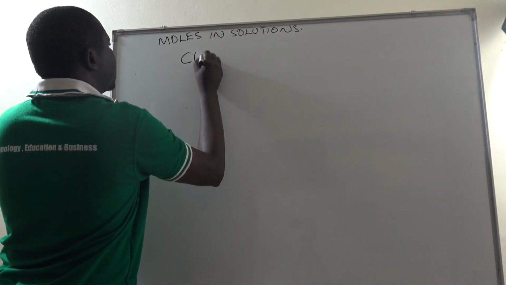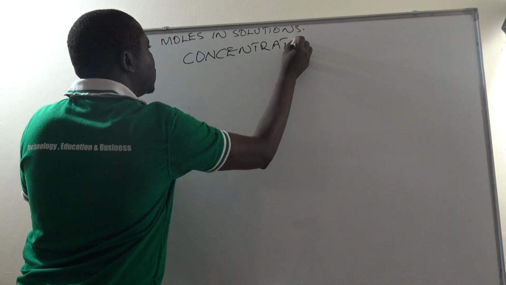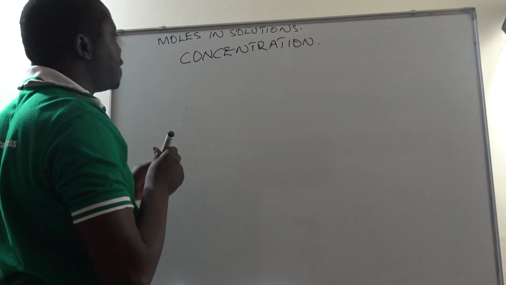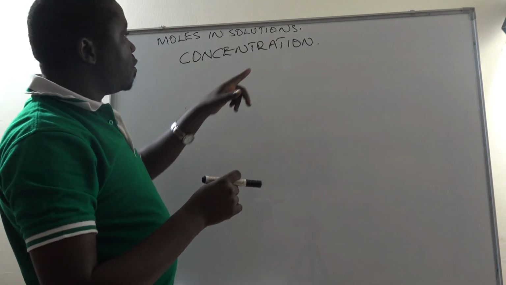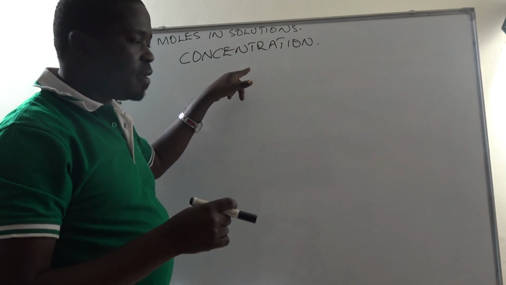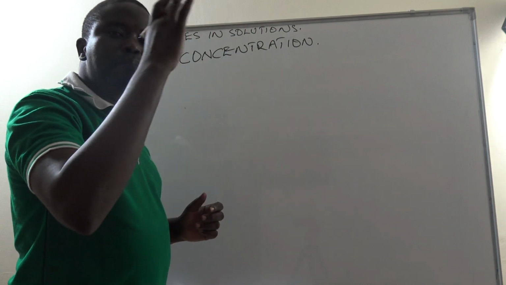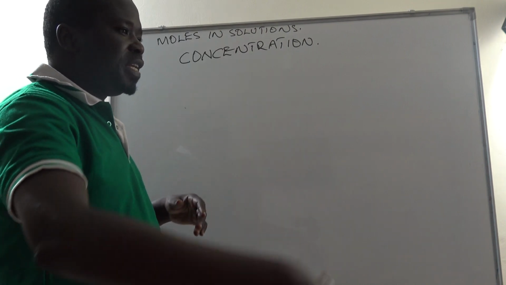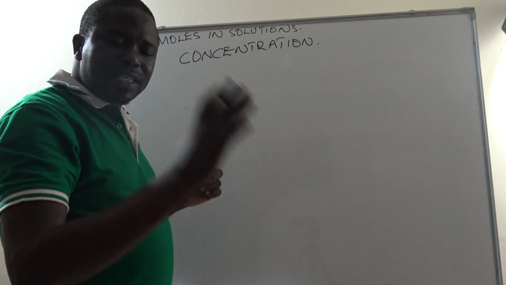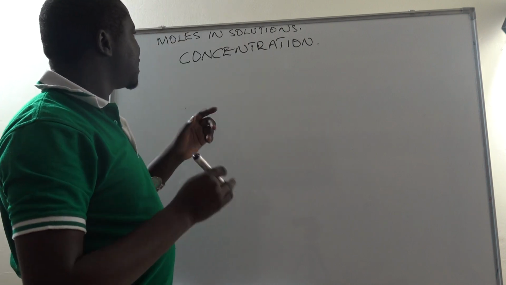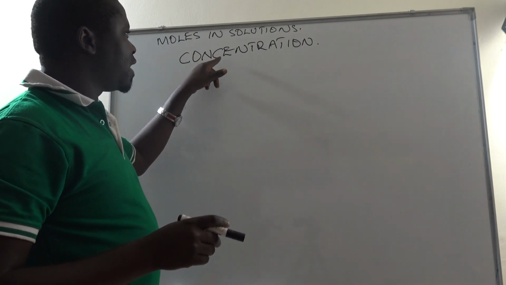So concentration. I've just said that if I have a given solution which was made by dissolving a solute in a solvent, and I know the amount of the solute, either mass or moles, which has been dissolved in a solvent to form a given volume of the solution, then such a solution is called a standard solution. In this case, a standard solution is a solution whose concentration is known.